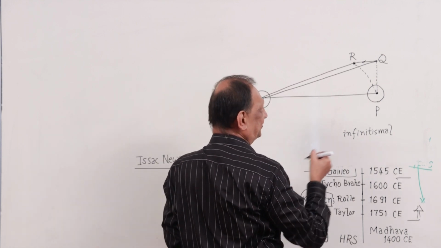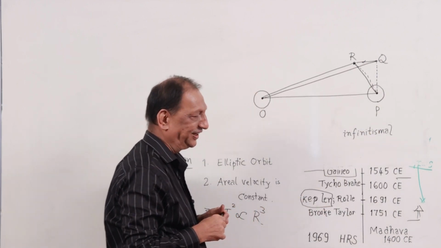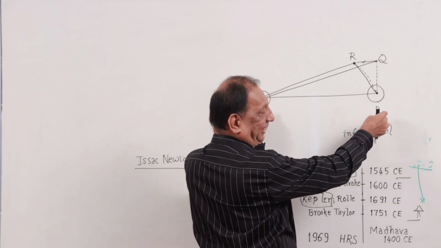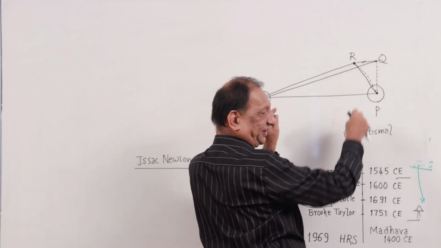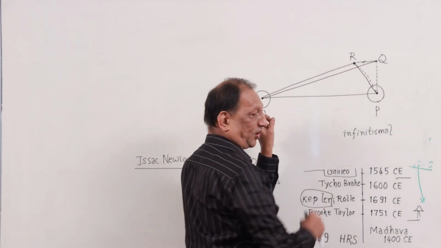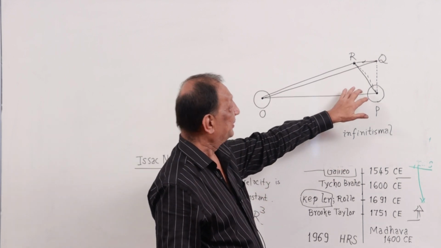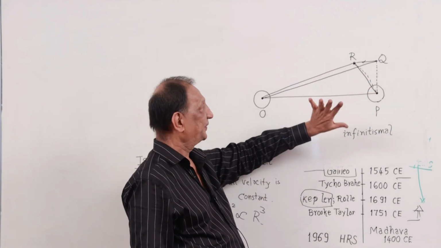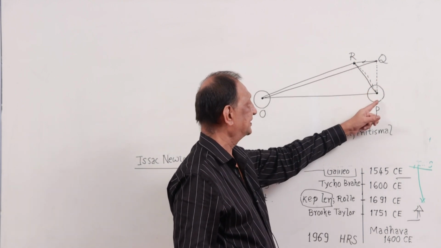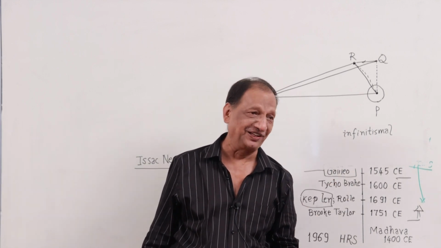So that means we can join this with a straight line. Now I got 2 triangles here. OQP is one triangle, which is what it would have swept if it was not under the Sun's influence. OPR is the area because it has been affected by the Sun. How do you compare these 2 areas of 2 triangles? Both triangles have the same base OP and the same height, so they have the same area. So areal velocity must be constant.